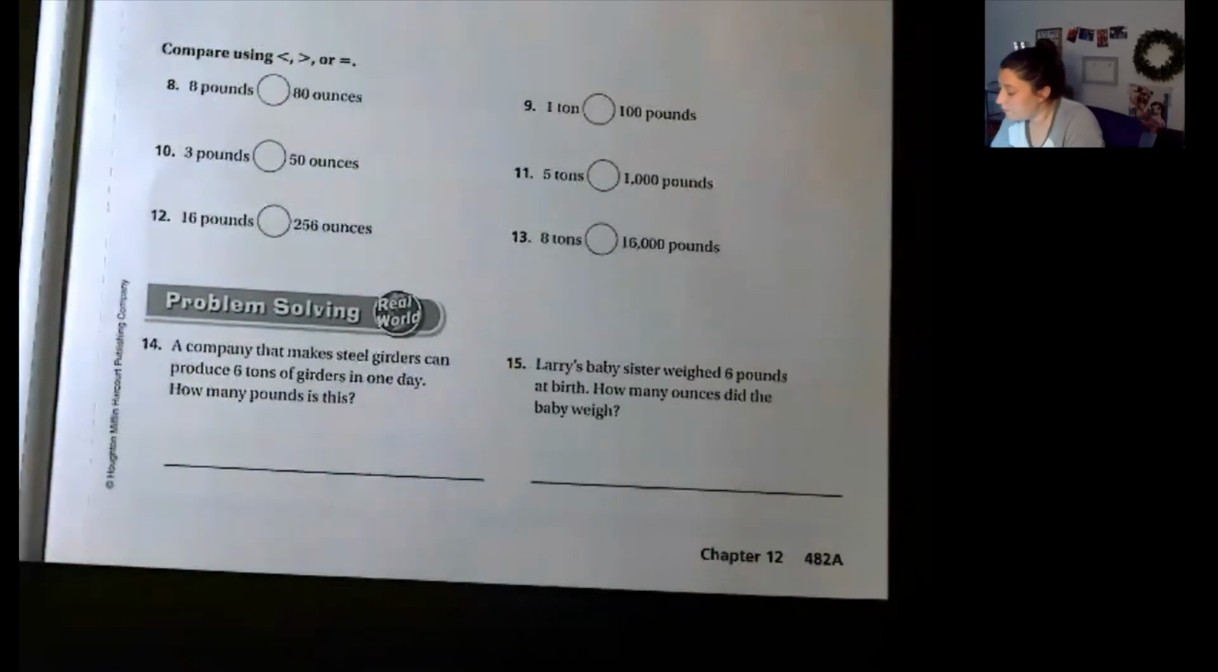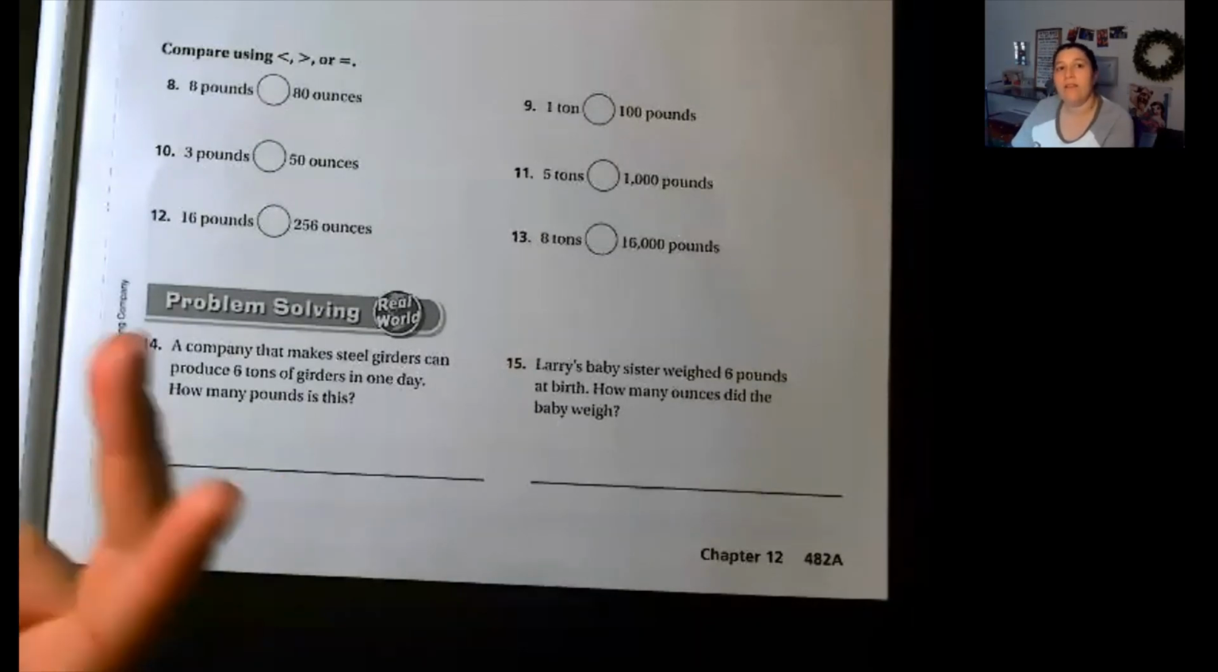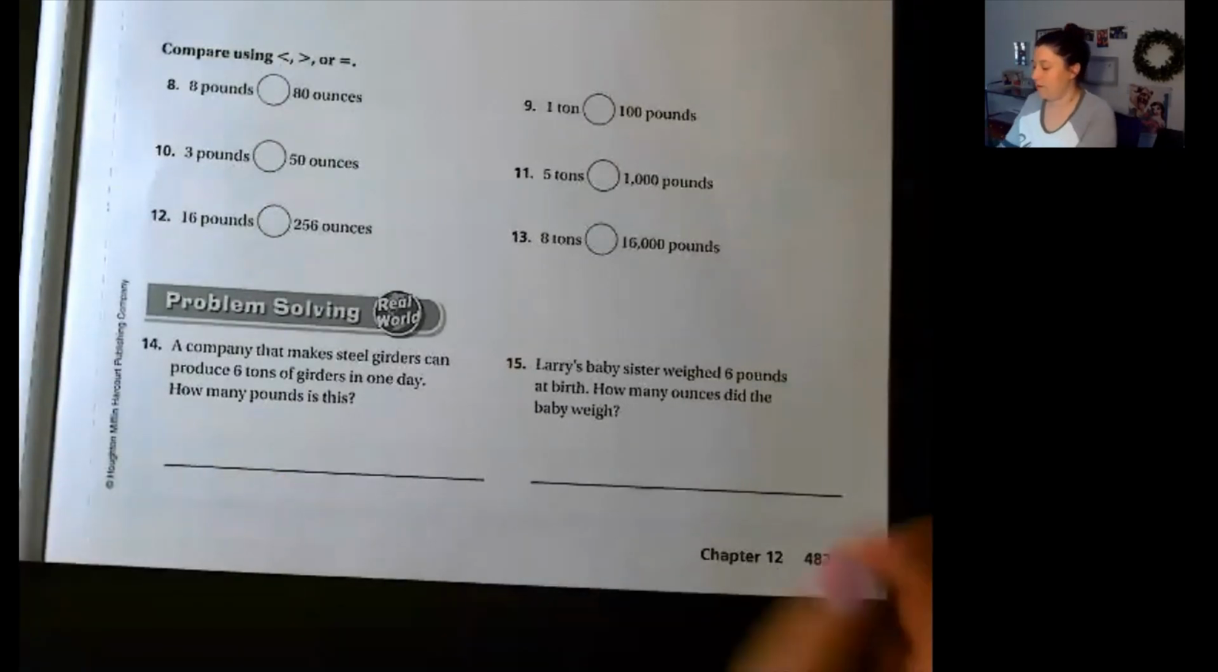When we get down to 14 and 15, you got a couple of word problems here. The 14 says, a company that makes steel grinders can produce 6 tons of grinders in one day. How many pounds is that? So I'm converting your tons into pounds. Number 15 says Larry's baby sister weighed 6 pounds at birth. How many ounces did the baby weigh? So how many ounces did she weigh at birth?